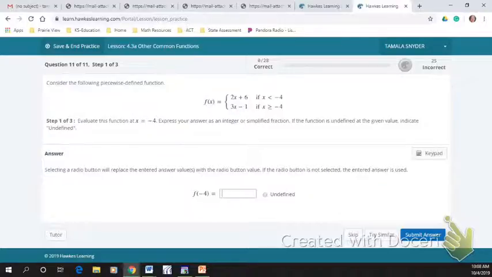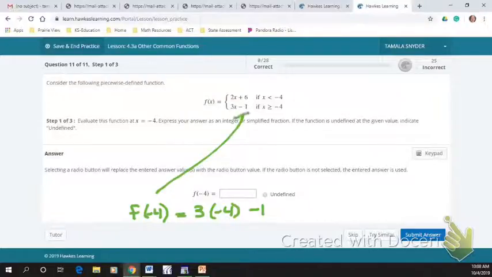So you might want to write that out to the side there for your notes, or underneath that, 3 times negative 4 minus 1. F of negative 4 is equal to that. And we're plugging that into the bottom function. So that's negative 12 minus 1, which is negative 13. So this is a 3-step question, so I'm going to type that in.